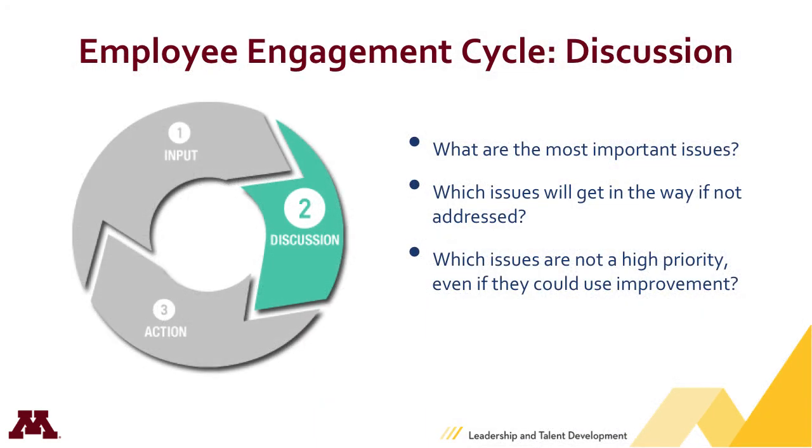All right, so let's move on to talk about the next step in the process, which is discussion. And the goal of discussion is to answer the following questions. First, which issues are the most important to address, given your goals and priorities? Second, which issues will get in your way if you don't address them? And finally, which issues are not a high priority, even if they could use improvement? Creating strong engagement does not require that you address every single issue. In fact, focusing on 1 to 3 issues usually works best.